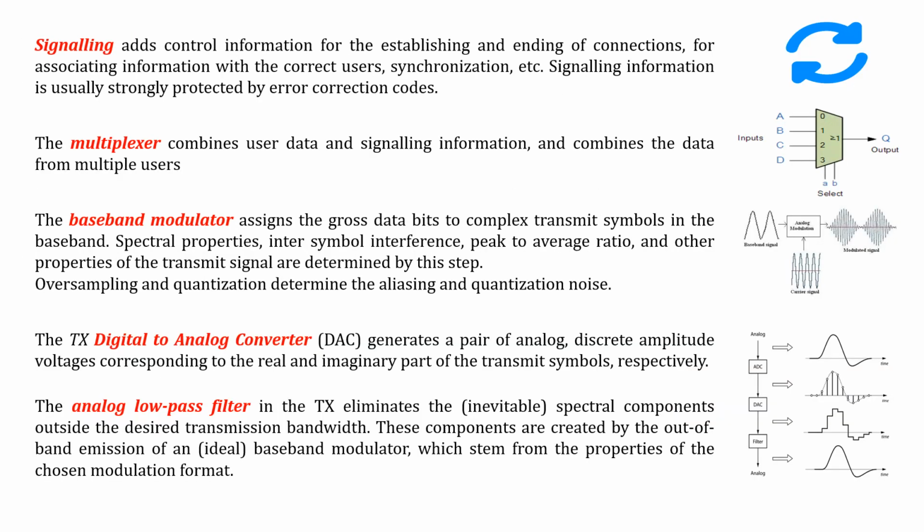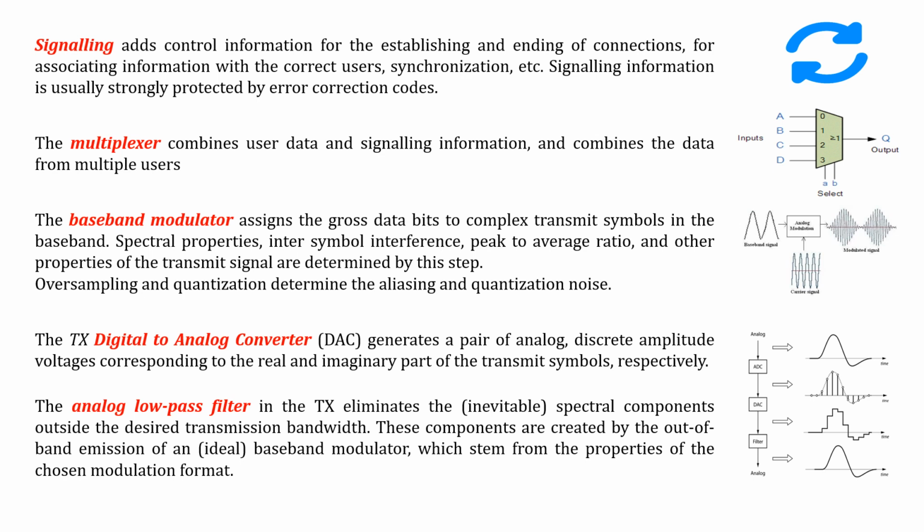Following that we have another stage called signaling. Signaling is where we add some control information. Control information is very important for establishing and ending connections, and for delivering the messages to the correct user. Signaling also helps with synchronization and such things. The signaling information is usually strongly protected by error correction codes. So you will have separate error correction codes which specifically protect the signaling schemes, because the signaling information is very important for exact delivery of messages to the exact users at the receiver side.